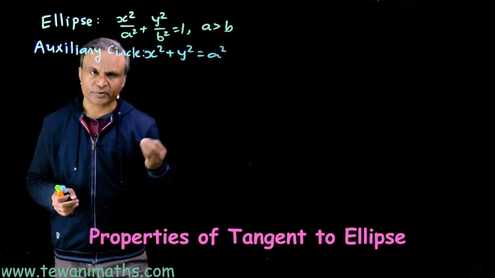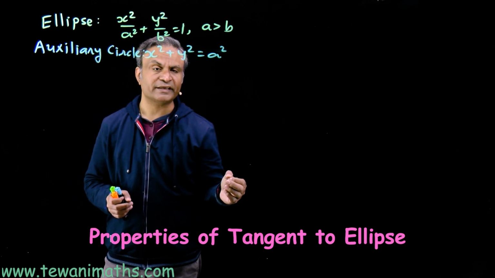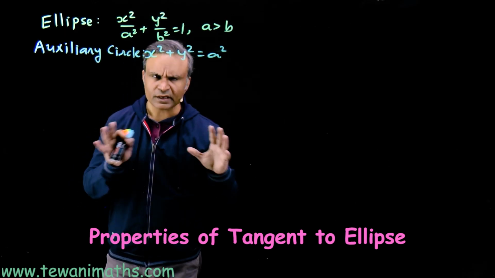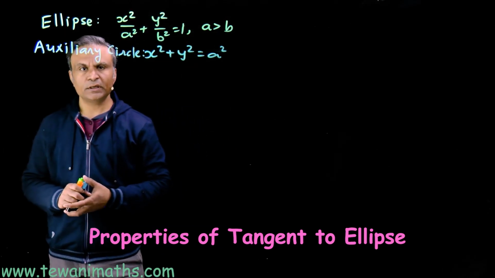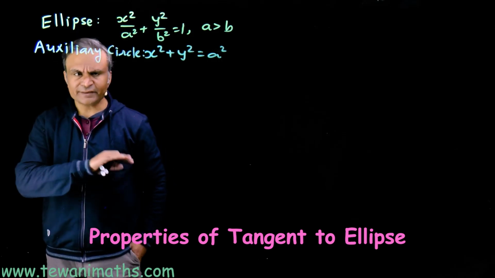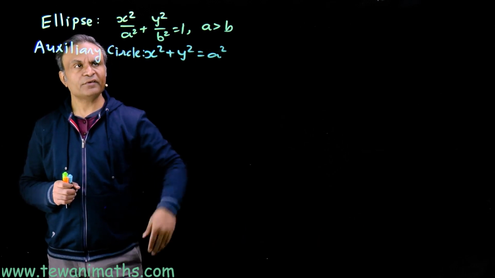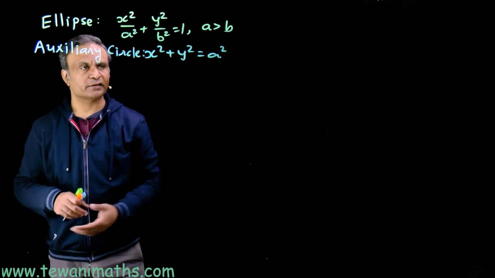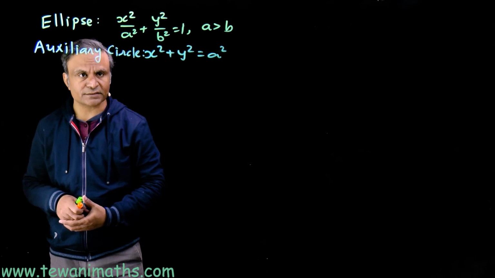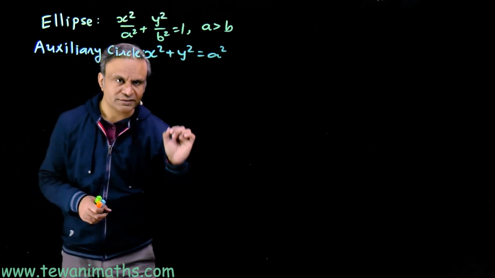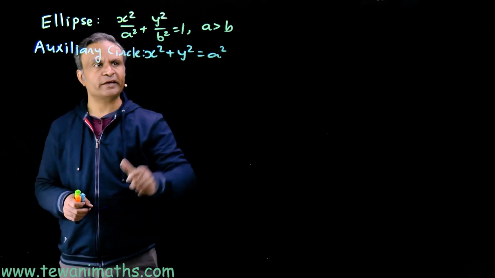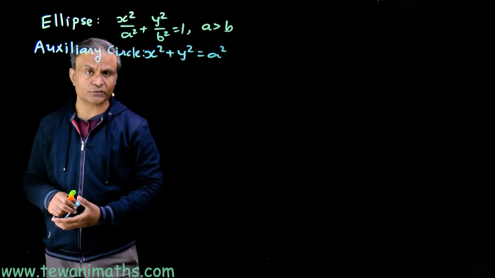Hello students, in previous few videos we've done equation of tangent to ellipse and worked out some problems based on it. In this video we will take some very interesting properties of this tangent. Now we have here standard equation of ellipse a greater than b, so major axis will be x-axis. Equation of auxiliary circle will be x square plus y square is equal to a square.